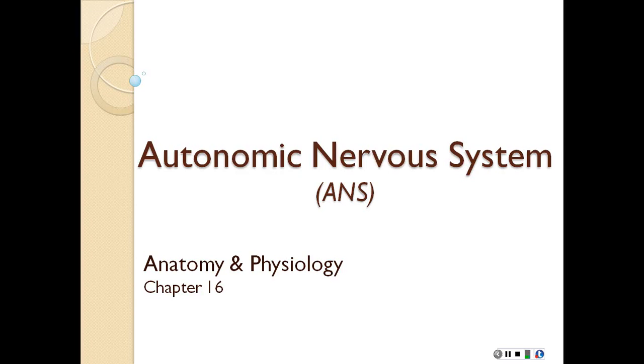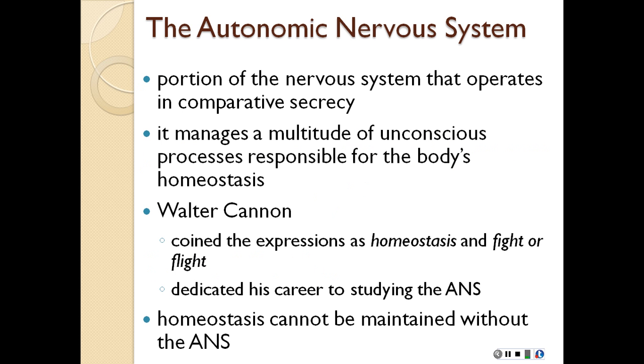All right, so we move on to the autonomic nervous system. And this system is mainly, functionally, has to do with maintaining homeostasis. So that's its major function, autonomic nervous system. Homeostasis cannot be maintained without the autonomic nervous system. And we'll see why shortly.